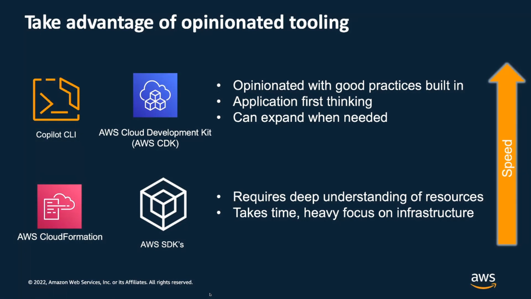By leveraging tools like the AWS Copilot CLI or the AWS CDK, you can take advantage of the opinionated constructs and focus more on the application and what your application needs to be successful. The great thing about these tools is that when your use case grows outside of what the opinionated constructs provide, you can expand on them to define the additional resources that you need to make your environment work as expected.